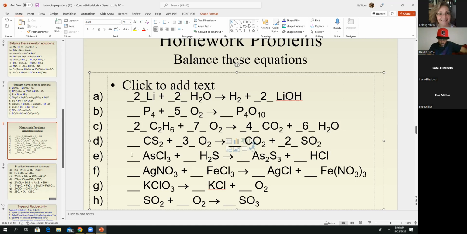So what do you do? Which one do we want to start with? Either one will lead you to the right number. Would you put a 2 there? A 2 in the AsCl3? Yes. Because now the As is balanced. You see that? The Cl is not by itself, but it's with hydrogen. So we haven't finished balancing this guy, so I wouldn't touch it yet.